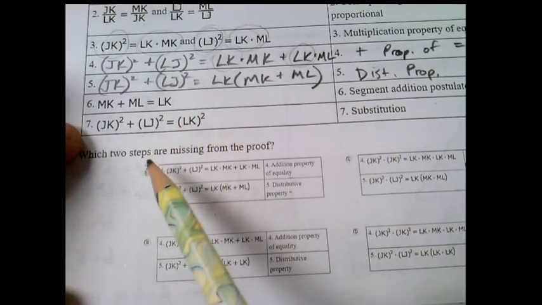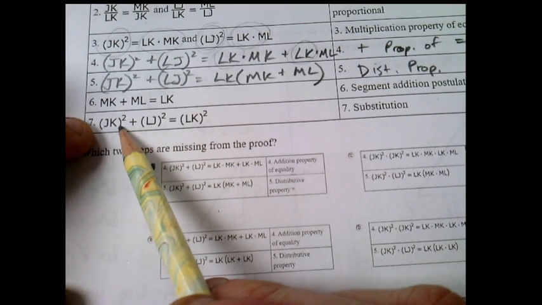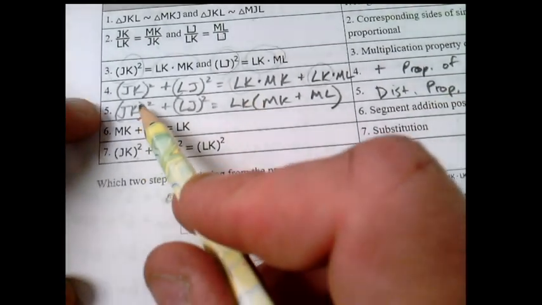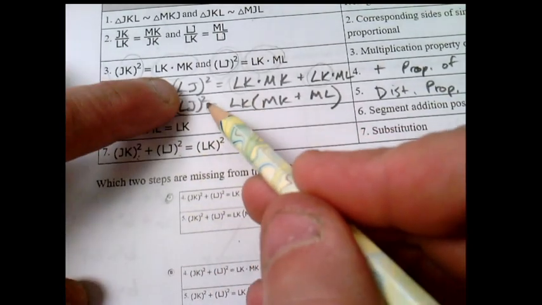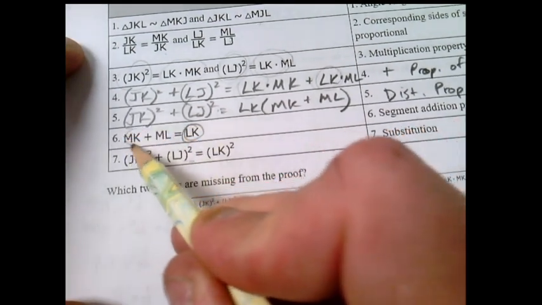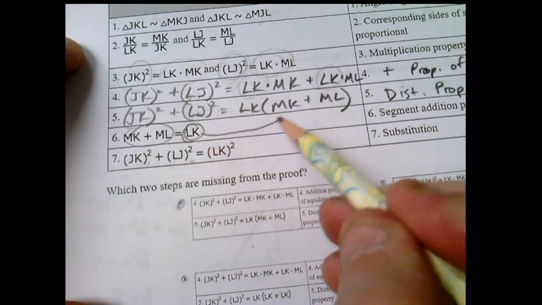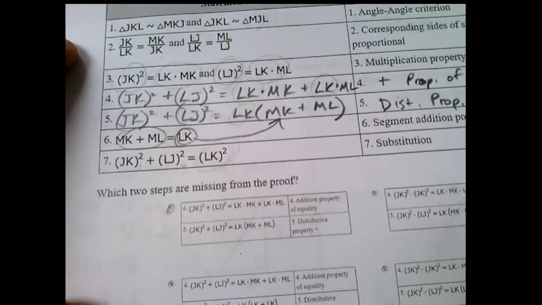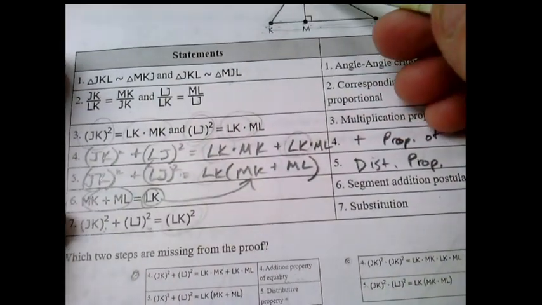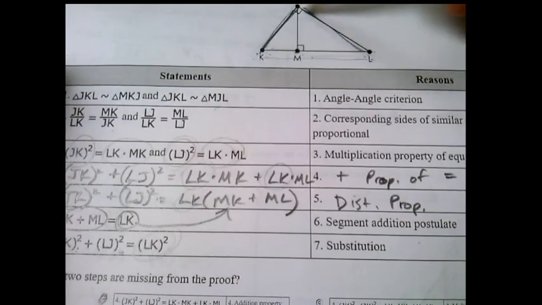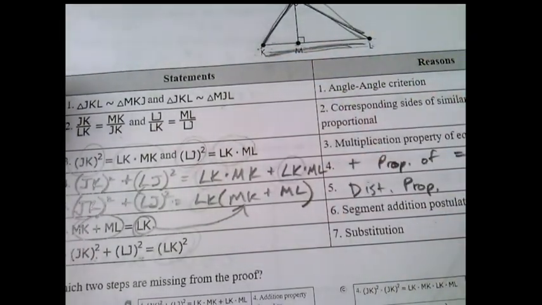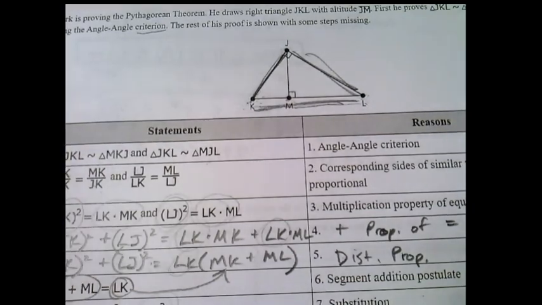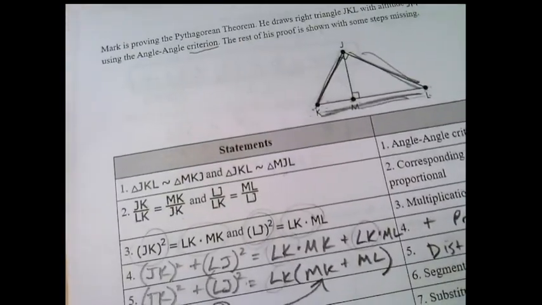And to finish things off, let's see here. So JK, oh, I see what they did. So they have JK squared from that one that comes down. LJ squared comes down. And then they took this LK, since it's actually equal to MK plus ML, and they plugged it in right here. Well, what do you get when you get LK times LK? You get LK squared. And that then proves that leg squared plus leg squared will equal hypotenuse squared. Okay? So again, kind of walked you through the Pythagorean theorem there.